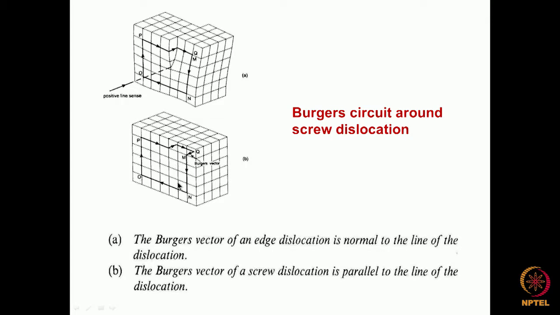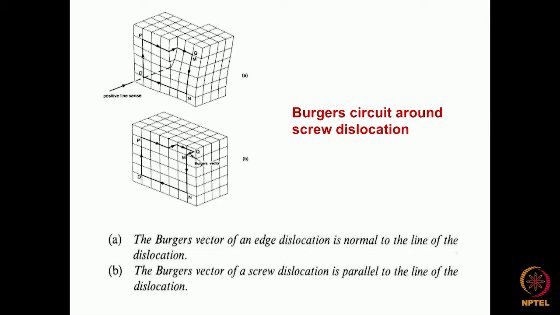The same thing when we do it around here in the perfect lattice, we make every step. Now we find that there is going to be a gap which is going to come. So this is defined as the Burgers vector.